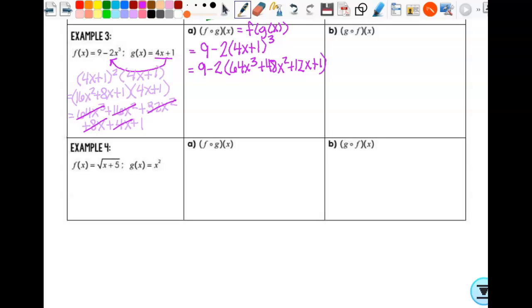So now I can distribute my 2 after I've expanded that. And is that negative important there? Yes, because I'm actually distributing a negative 2. So this becomes 9 minus 128x cubed minus 96x squared minus 24x minus 1.